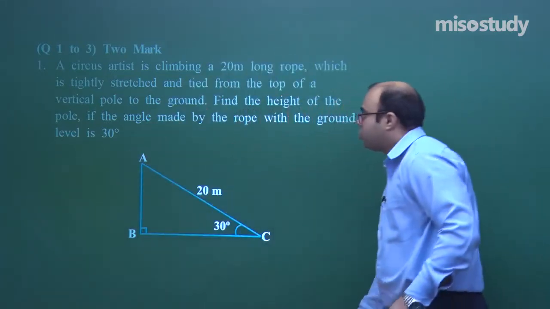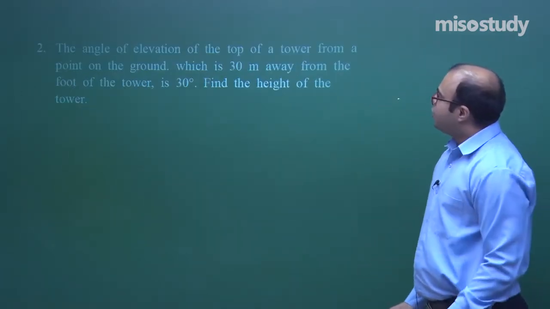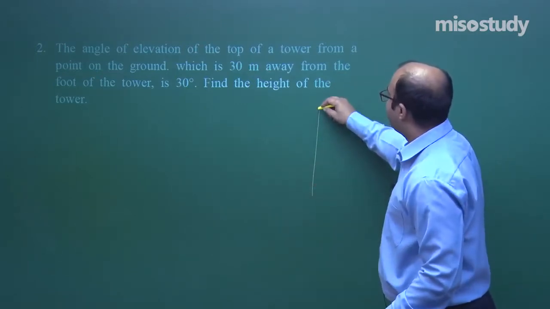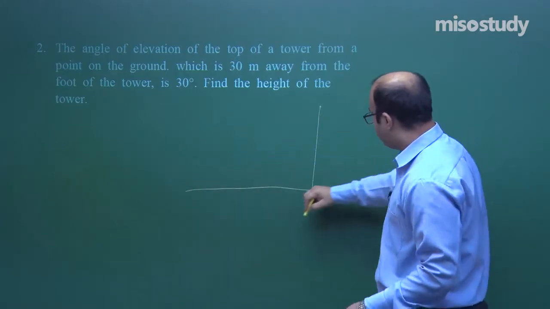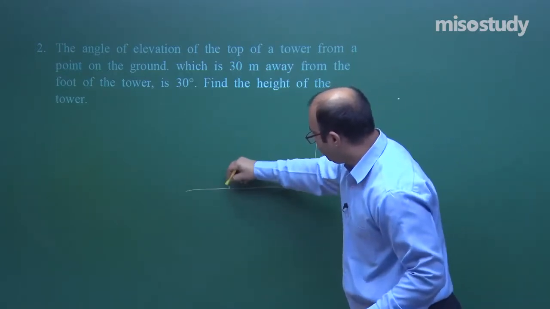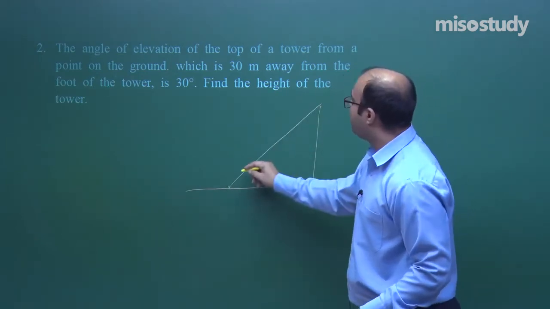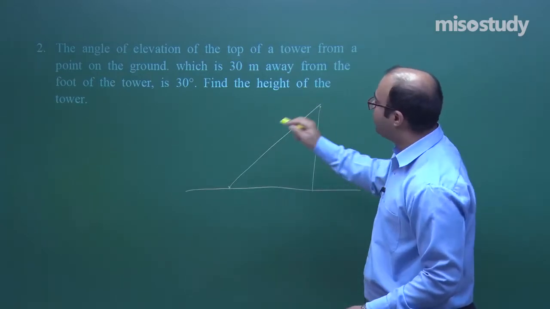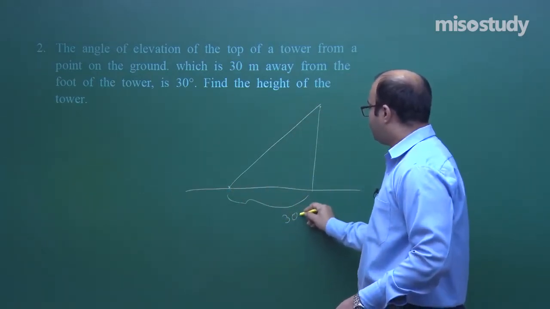Let us come to the next question, which is also of 2 marks. The angle of elevation of the top of a tower, let us suppose this is a tower and its top is here, from a point on the ground. So this is the ground and there is a point on this ground. From this point, which is 30 meter away from the foot of the tower, the angle of elevation of the top of the tower is given. This point is 30 meter away from the foot of the tower.